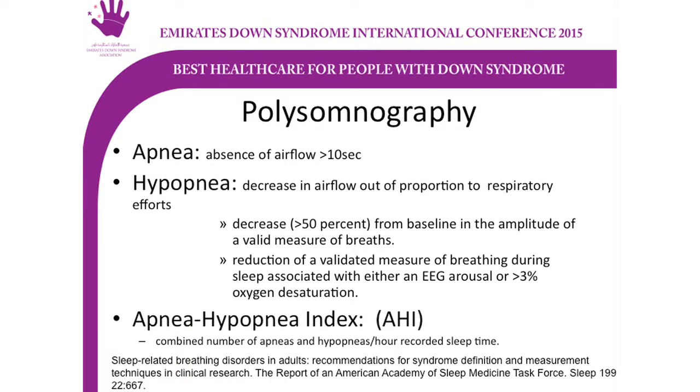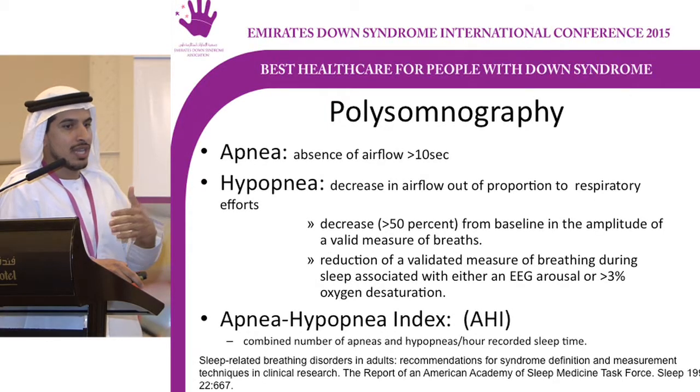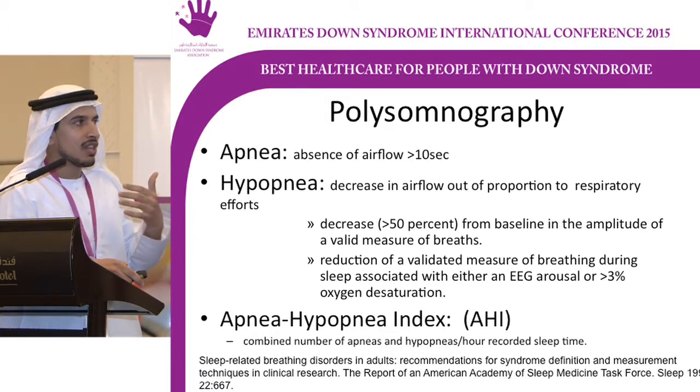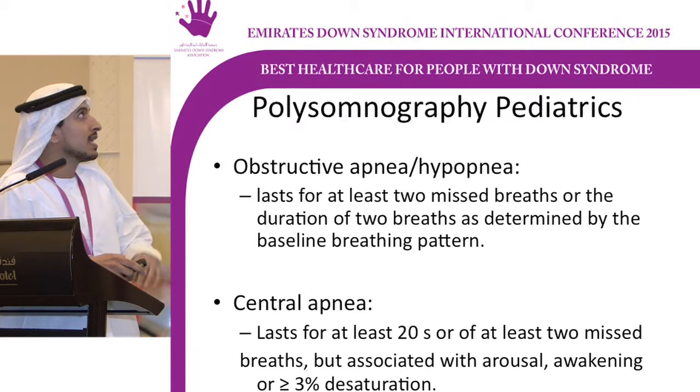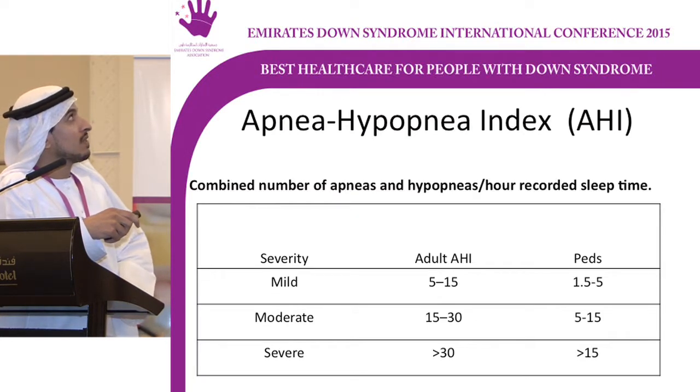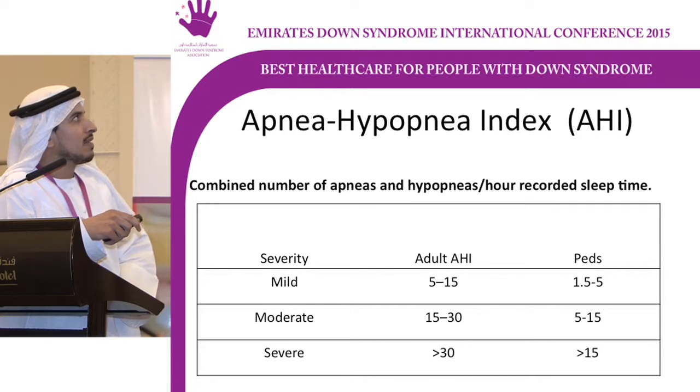Then we count the number of apneas and hypopneas per hour of sleep to calculate something we call the apnea hypopnea index, AHI, which is basically the severity of sleep apnea. An AHI of more than 5 in an adult is positive. Adult, 5 to 15 is mild, 15 to 30 is moderate, and more than 30 is severe. Kids, 1.5 to 5 is mild, 5 to 15 is moderate, and more than 15 is severe.